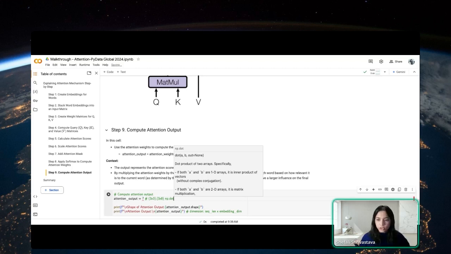Just as a reminder, this is the dot function that we use in NumPy to calculate dot product between two matrices.